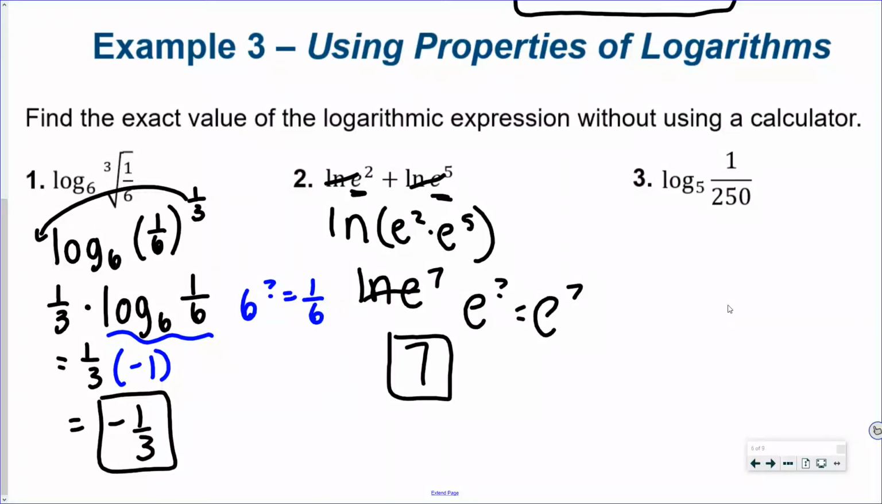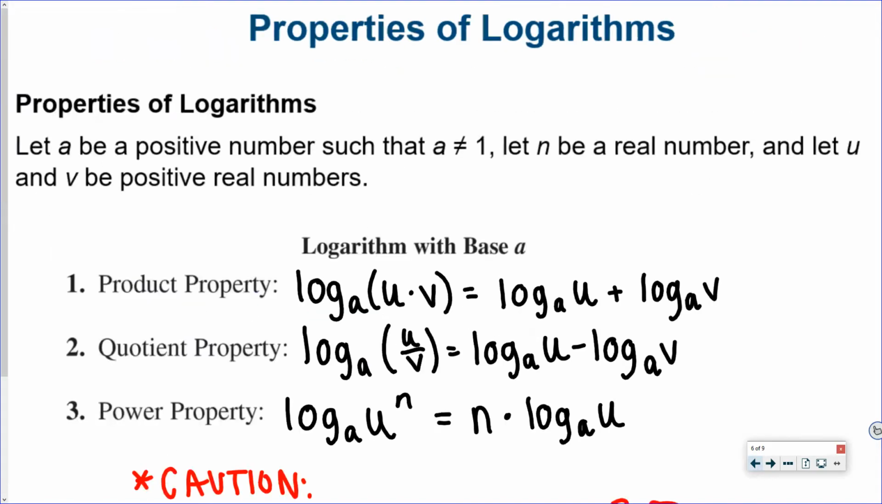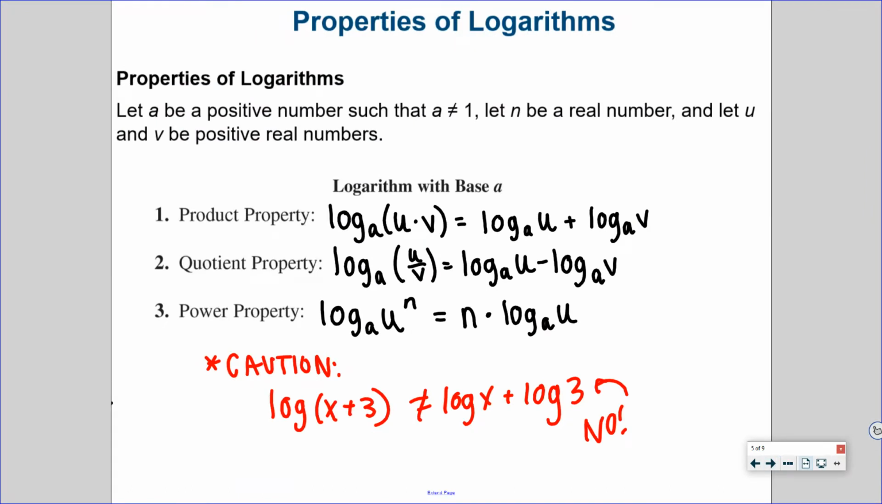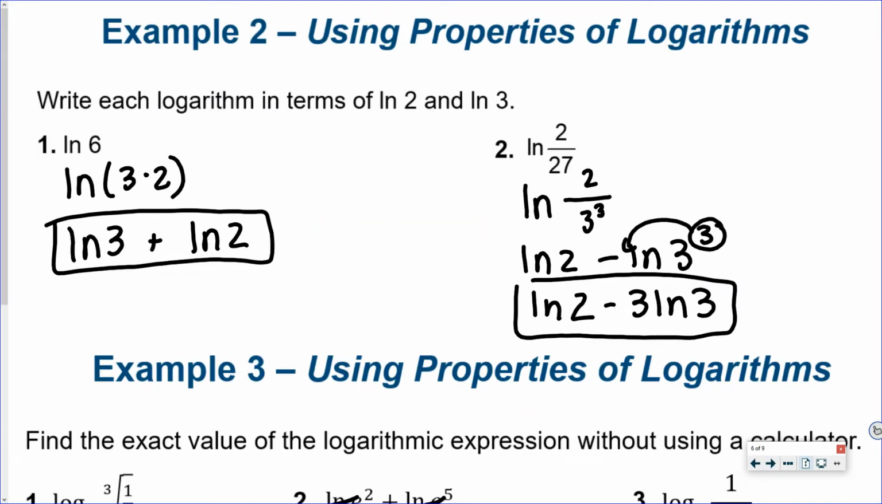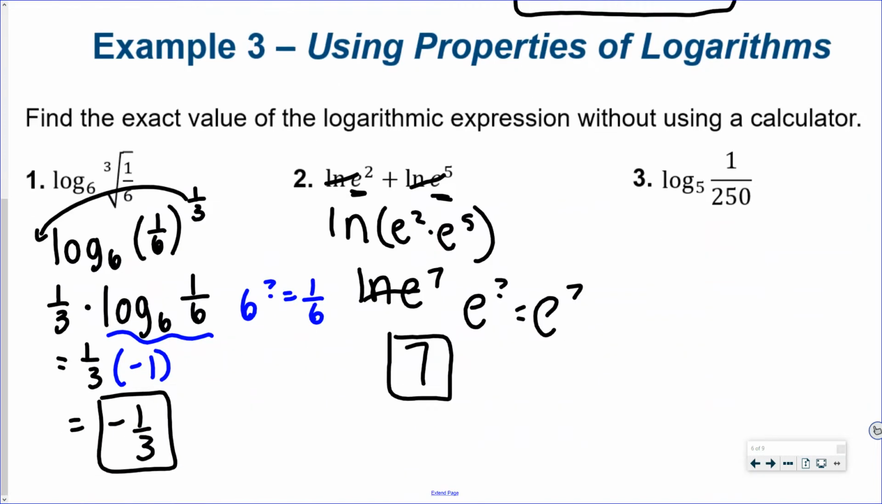Okay, this is day 2 of lesson 3.3, which is our logarithm properties. As a refresher, we have 3 big properties we're focused on: product property, quotient property, and power property. Okay, so we did a couple examples using these properties, and we left off here with number 3.